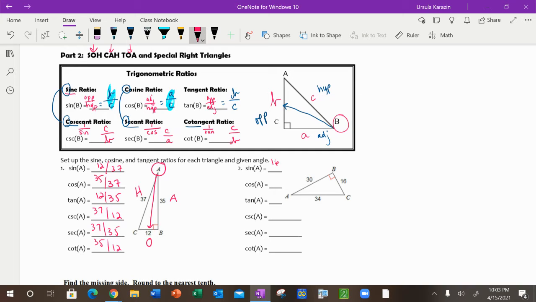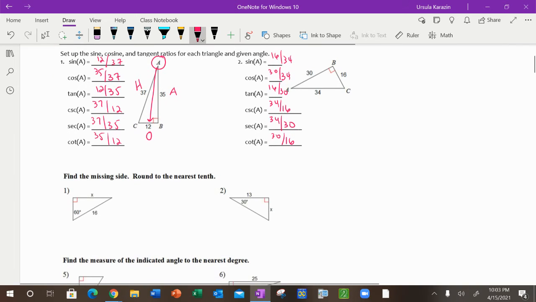So sine is 16 over 34. Cosine is 30 over 34. Tangent is 16 over 30. Cosecant is 34 over 16. Secant is 34 over 30. And cotangent is 30 over 16. Hopefully you got those right. Hopefully you tried them.